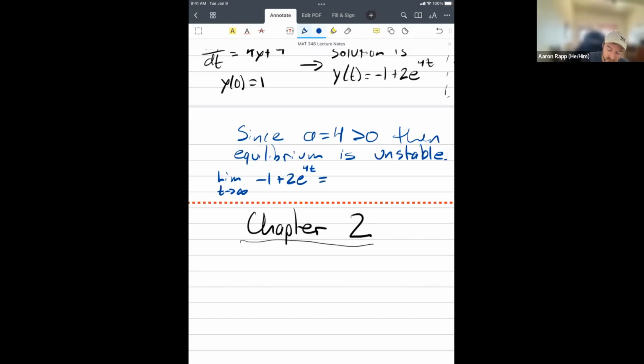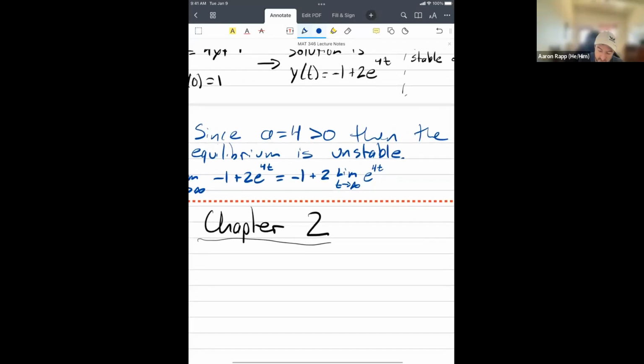So I can use a couple limit laws to zoom in and say, okay, just need to figure out what the limit of e to the 4t is going to be as t goes to infinity, and then multiply it by 2 and then add that to -1. But e to the 4 times t, what's going to be happening in that function as t gets larger and larger and larger? It's going to get larger, it's positive. Yeah, and it's going to be going towards positive infinity.